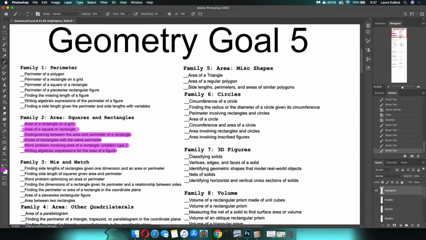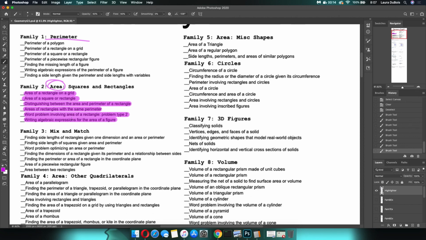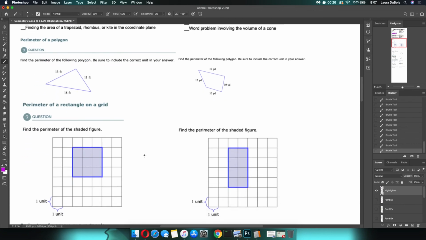This video tutorial is for students who are in Geometry Goal 5. We've talked everything we need to about perimeter, and now we want to talk a little bit about area. Area actually comes in a couple of different spots because we have area for other types of shapes. But for now we're going to look solely at squares and rectangles and get ourselves used to those first. So let's dive in.